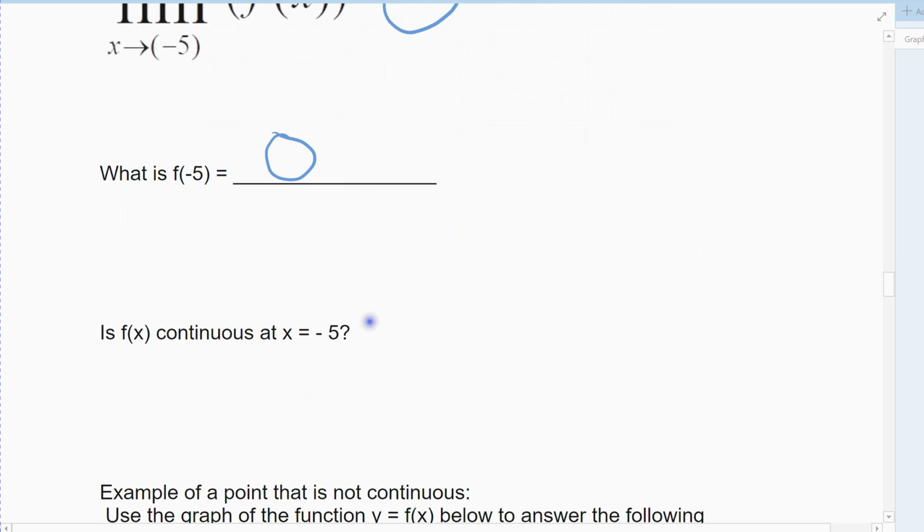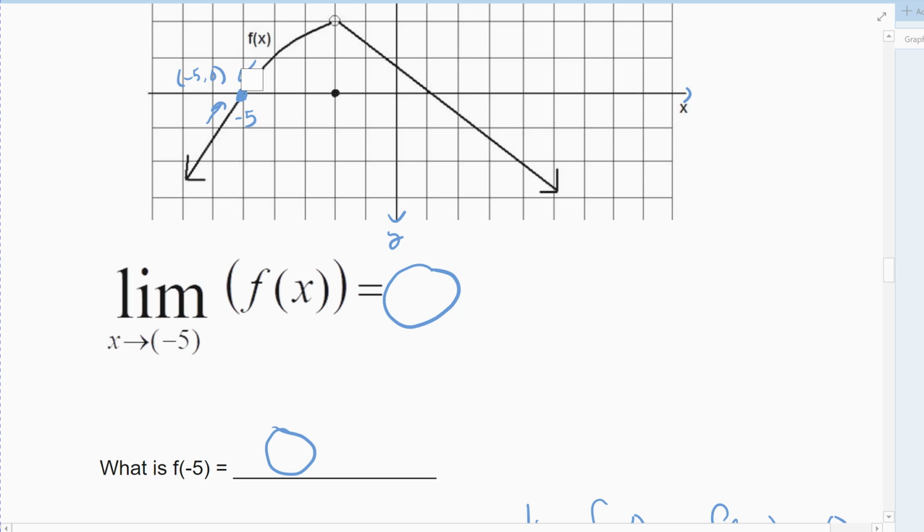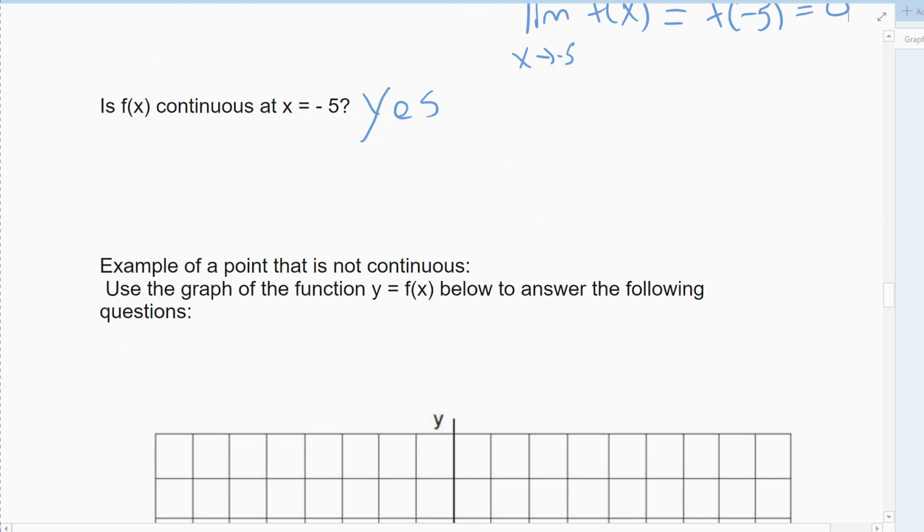All right, is it continuous? Yes, it satisfies the definition. The limit as x approaches -5 of f of x equaled f of -5. Sorry, I put a negative. And it was 0. If you look at it, you'll see it is continuous. There's no hole, gap or asymptote at -5. Right? It's continuous at that moment. This is just kind of giving you an understanding of the continuity definition.